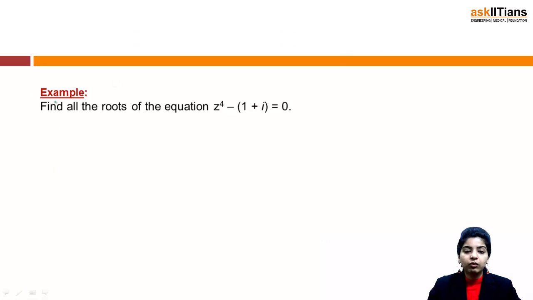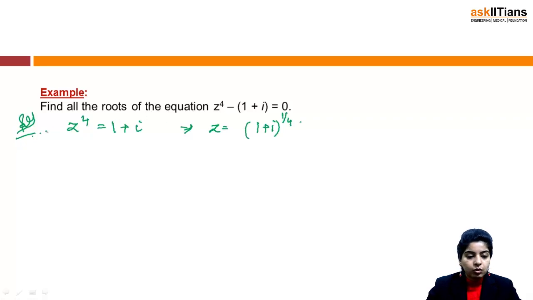The example says find all the roots of the equation z raised to the power 4 minus (1 plus i) equal to 0. So how do we proceed in such type of questions? You will write down z raised to power 4 is given to be 1 plus i, and that means z is equal to (1 plus i) raised to the power 1 by 4. So I'll tell you the solution in steps.